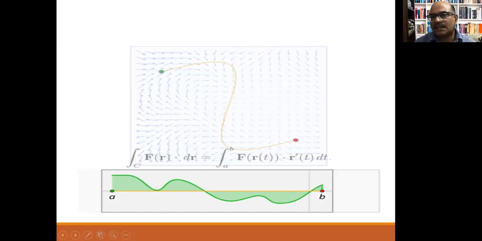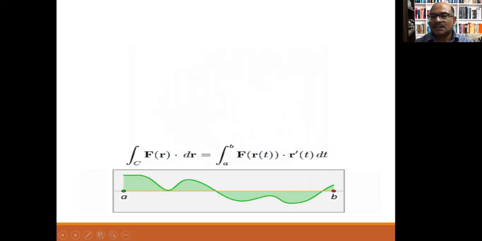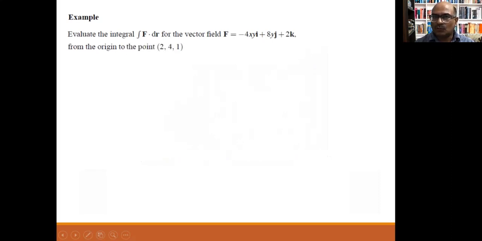So we can see that these areas are easily calculated using this function, which is the line integral of the vector field. So now we can take one example over here: evaluate F dot dr for the vector field F = -4xy i + 8y j + 2 k. We have to find the value of this from the origin to the point (2,4,1), along the curve r = t i + t² j + (1/2) t k, where t has the value 0 to 2.